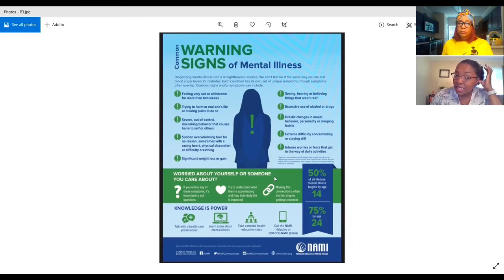Now, I do want to note some of the common warning signs for mental illness, which are: feeling sad or withdrawn for more than 2 weeks, trying to harm or end one's life or making plans to do so, severe or out of control risk-taking behavior that causes harm to self or others, sudden overwhelming fear for no reason, sometimes with a racing heart, physical discomfort, or difficulty breathing, significant weight loss or weight gain, seeing, hearing, or believing things that aren't real, excessive use of alcohol or drugs, drastic change in mood, behavior, personality, or sleeping habits, extreme difficulty concentrating or staying still, and intense worries or fears that get in the way of daily activity.